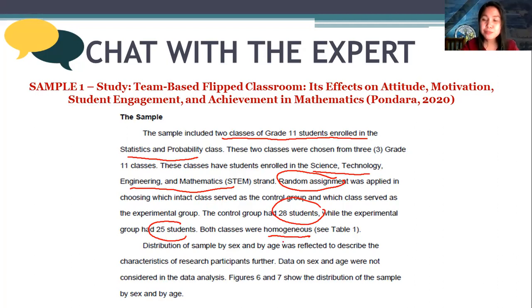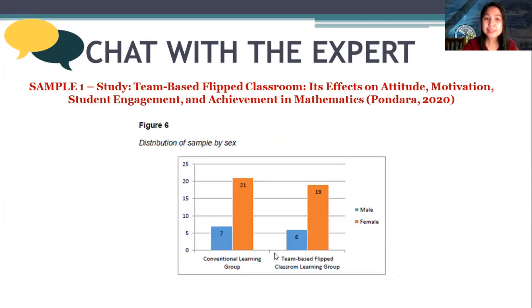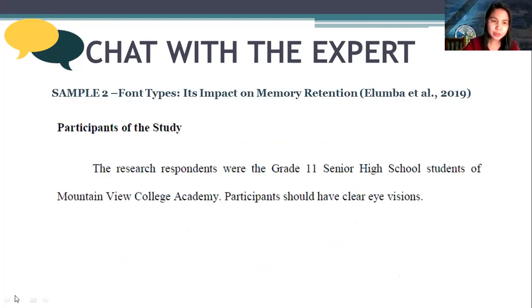Now, for the distribution of sex and age, here, I presented a figure. This is the actual in the final paper. But in my proposal paper, it's only an age range and also the gender target. Or another one from the study of Ilumbat et al. in 2019. Very short. The research respondents were the grade 11 senior high school students.